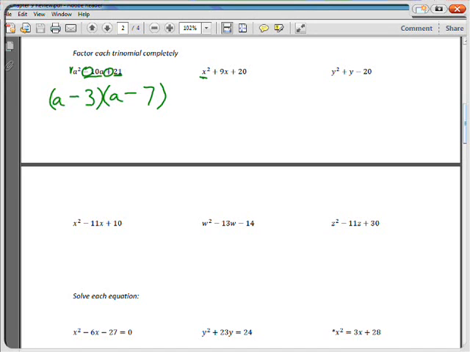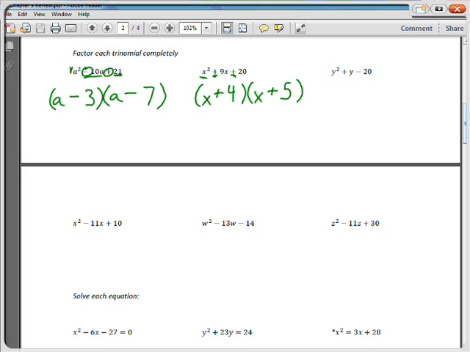On the next one, x squared plus 9x plus 20. Again, it's the same concept. I've got an x times an x. This is a plus, so I know both my signs are the same. This is also a plus, so I know they're both going to be plus. And now two numbers, when I multiply them, they equal a positive 20, but when I add them, they equal a positive 9, will be 4 and 5.